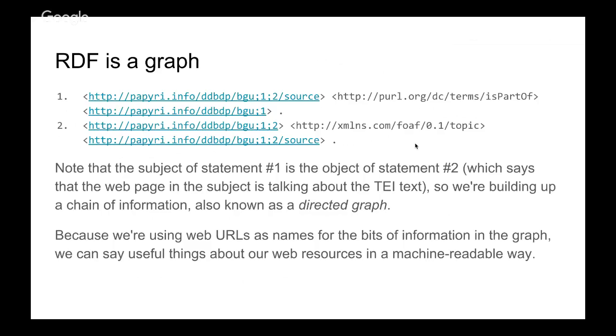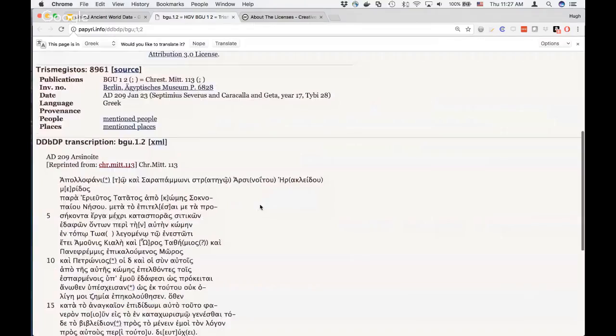Now, RDF is a graph because not only do you have these lists of triples, these lists of facts, but the URIs can point to each other. So one triple can be linked to another by dint of sharing either a subject or a predicate. So we've got that BGU12 source is part of BGU1. We've also got BGU12 without the source link, which is the page.